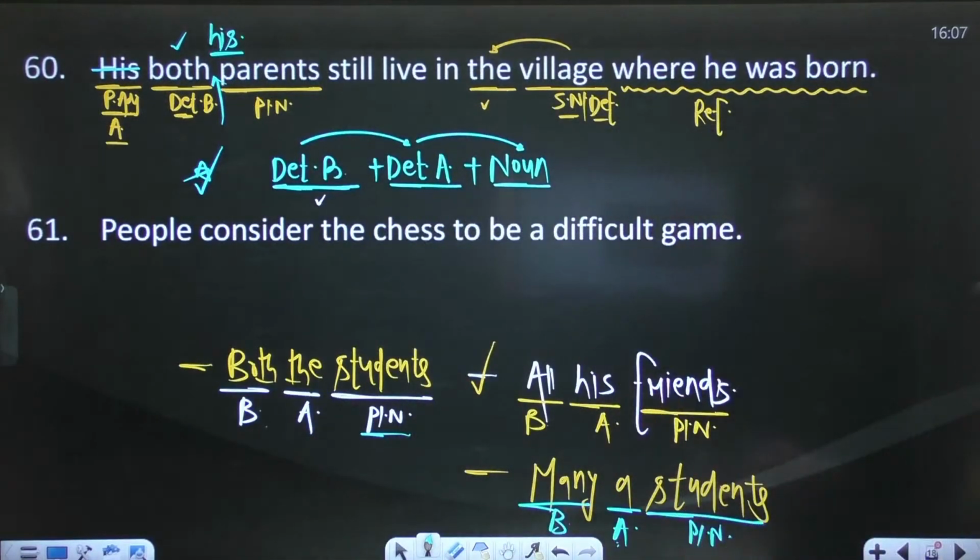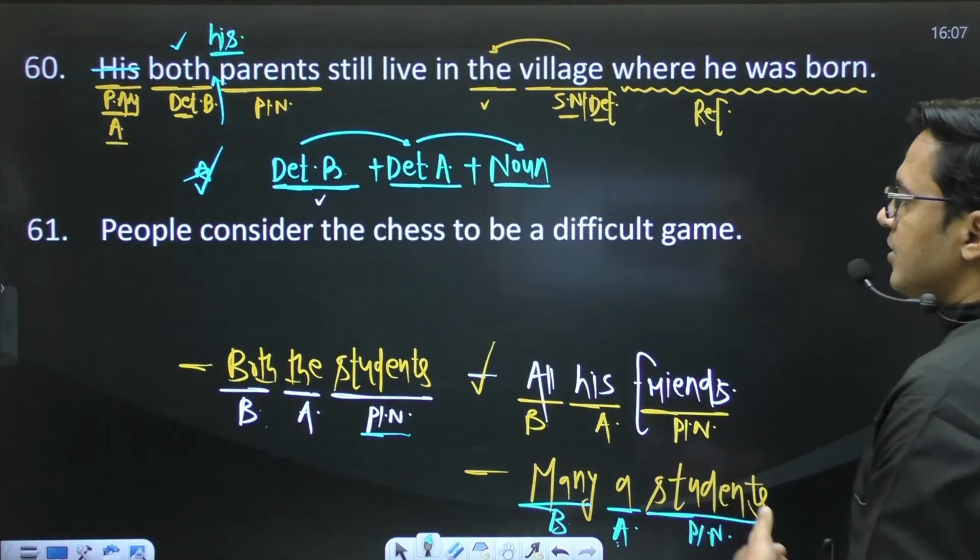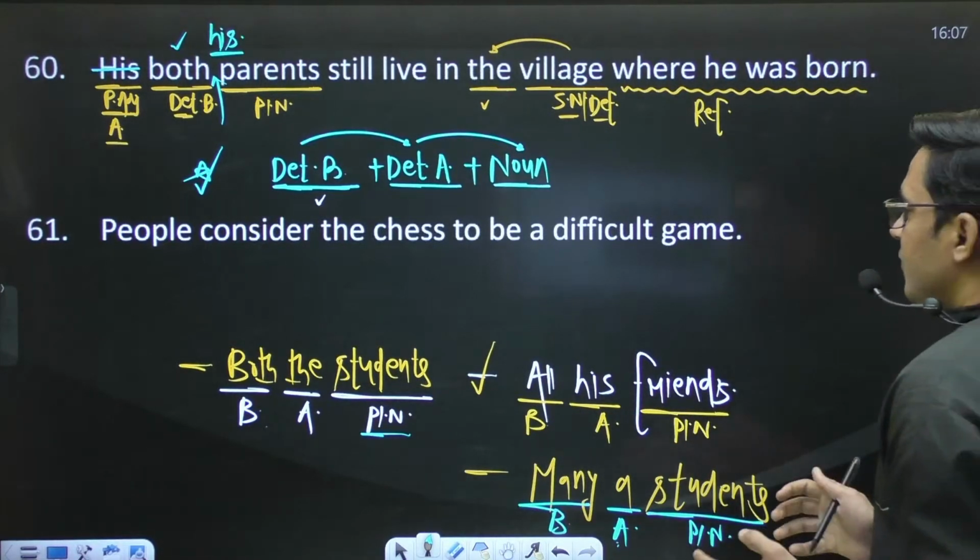Okay, move to the next sentence. People consider the chess to be a difficult game.